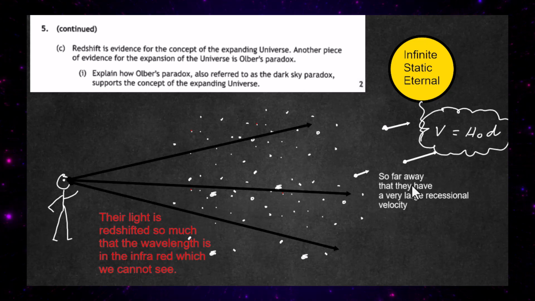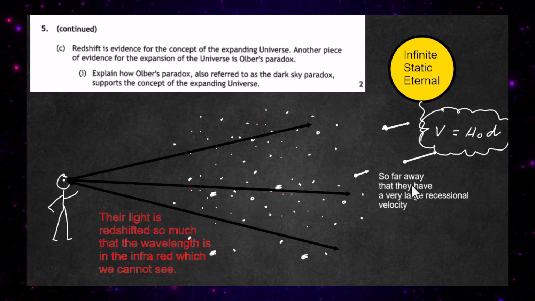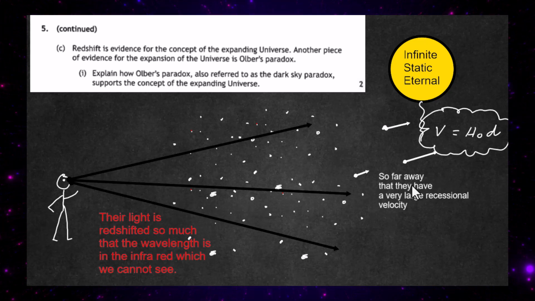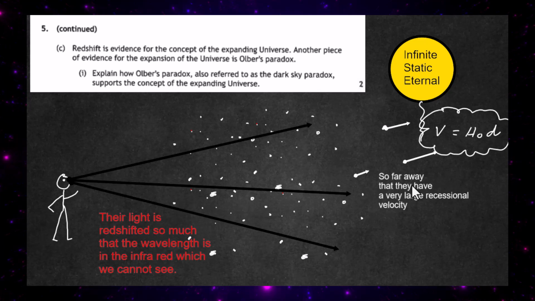So there you have how Olbers' paradox actually supports the expanding universe. If the universe was static and infinite, we should be able to see millions of stars in our line of sight, and those stars should be adding up their brightness to give us a blazing sky, but they don't.